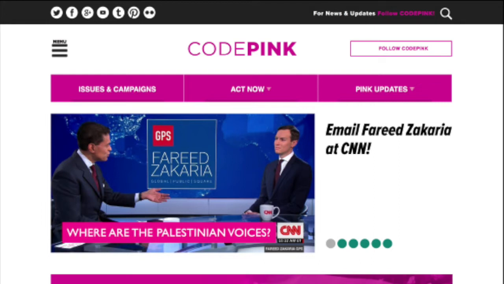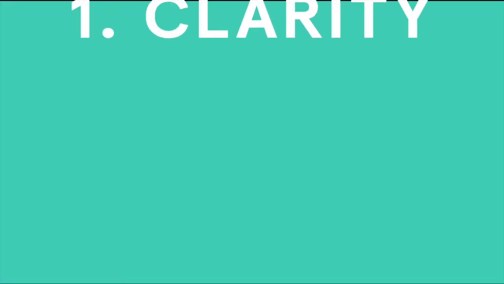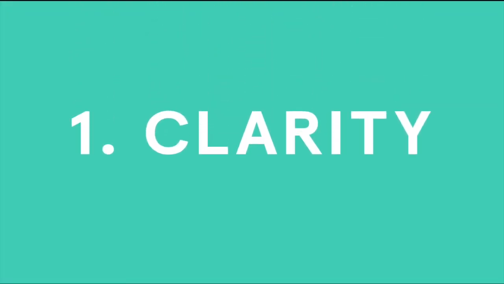I'm now going to talk about four main areas I see that could be improved upon. Number 1, clarity. From the website homepage, it is unclear what the mission of CODEPINK really is. When I first went to the site to find out more about the organization, I was not sure what they were all about.